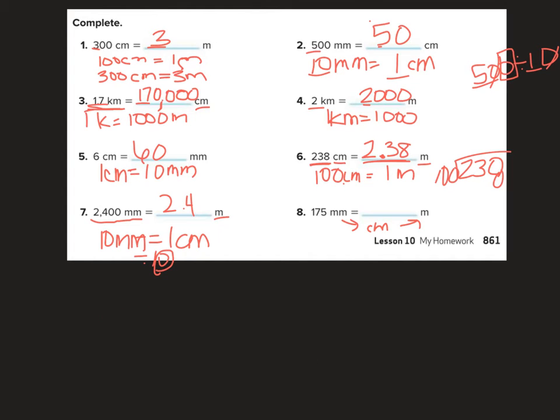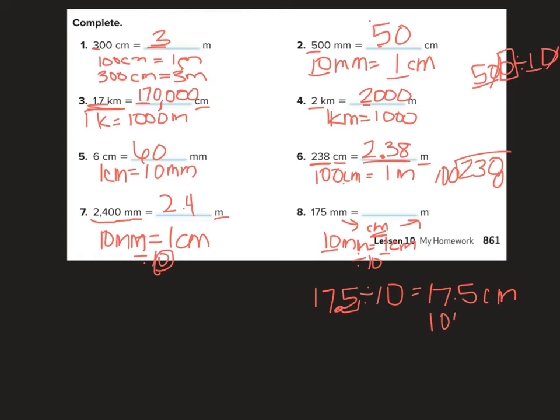Erase my work here. If you need it, just scroll back in the video and you can pause. So 10 millimeters equals 1 centimeter. To go from 10 to 1, I divide it by 10. So I have to take 175 divided by 10, which is moving my decimal point back 1 spot. So that'd be 17.5. And now I'm in centimeters.